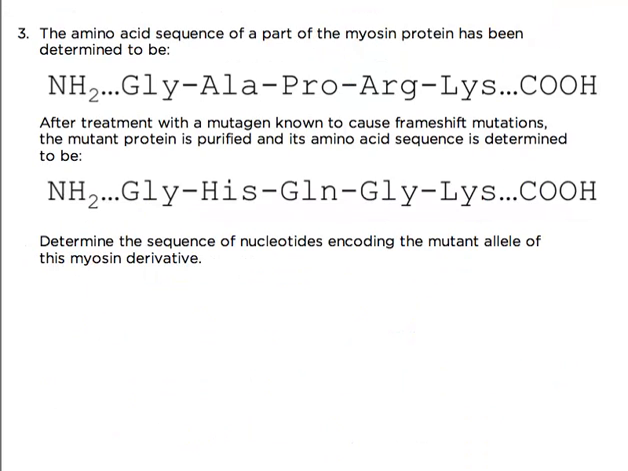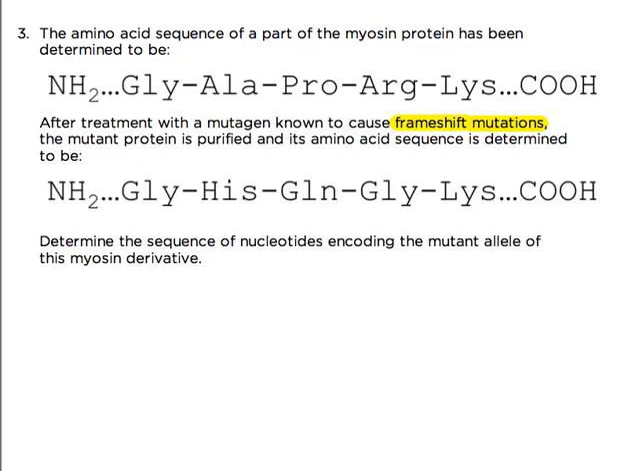Problem 3. The amino acid sequence of a part of the myosin protein has been determined to be glycine, alanine, proline, arginine, and lysine, and after treatment with a mutagen known to cause frame shift mutations, the mutant protein is purified and its amino acid sequence is determined to be glycine, histidine, glutamine, glycine, and lysine. It says determine the sequence of nucleotides encoding the mutant allele of this myosin derivative.